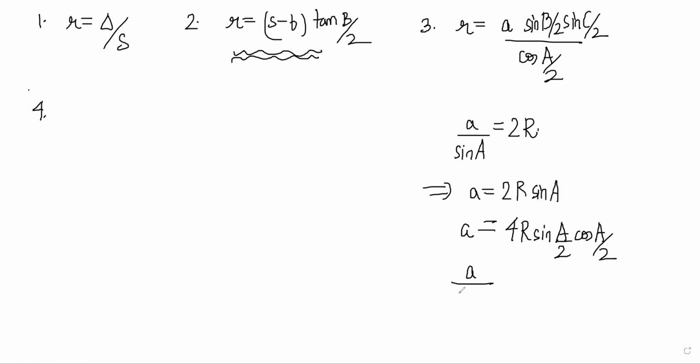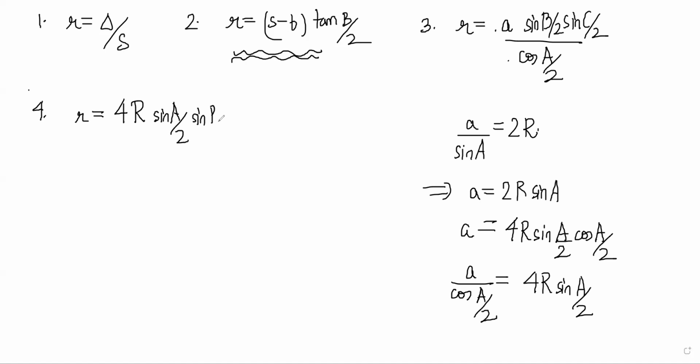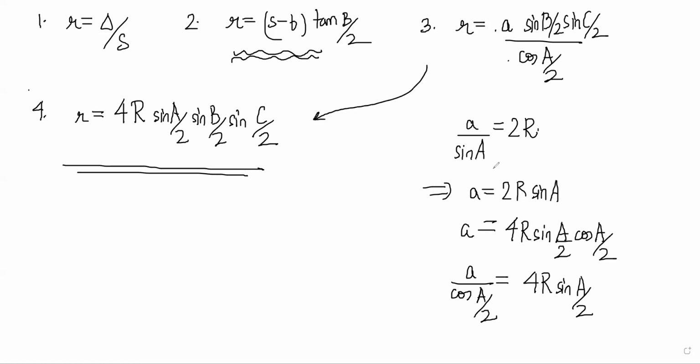So a by cos A by 2 is basically 4R sin A by 2. And there is a by cos A by 2 here. So I can write small r, yes, sir, as 4 capital R sin A by 2, sin B by 2, sin C by 2. From this only it is coming, by the sine rule.